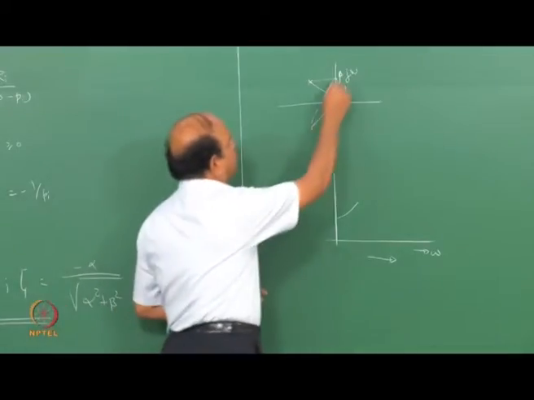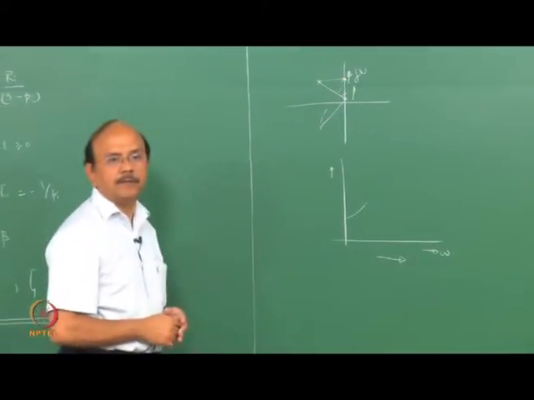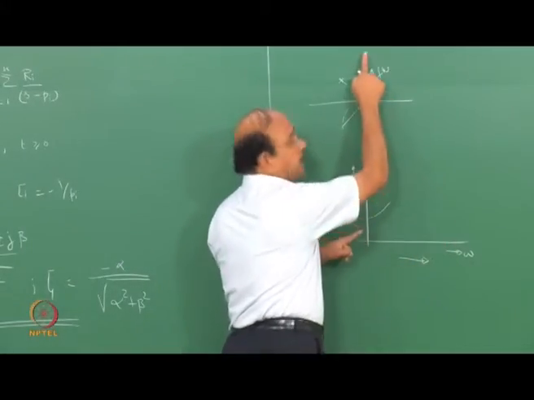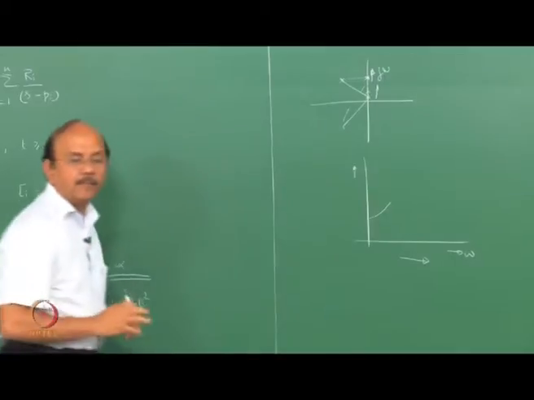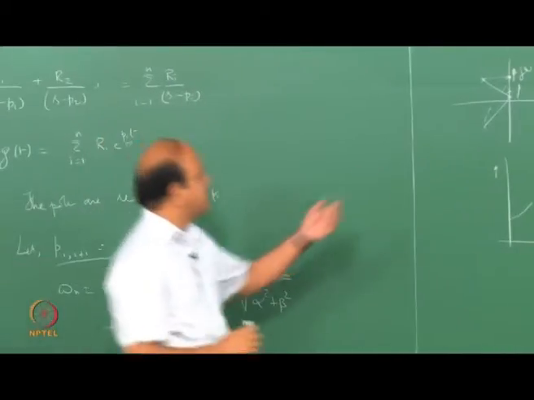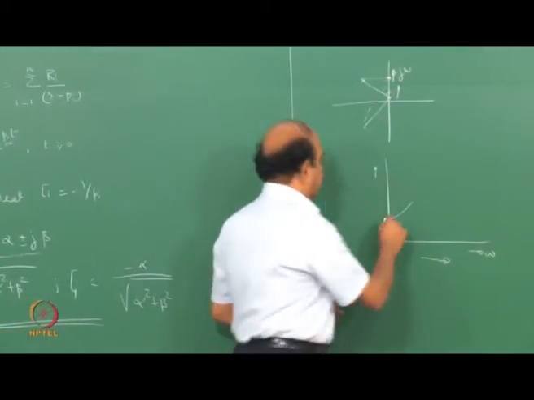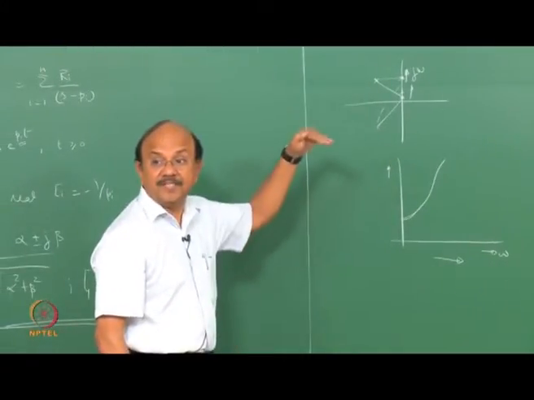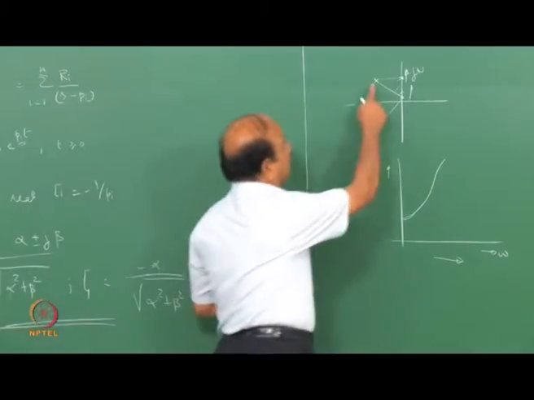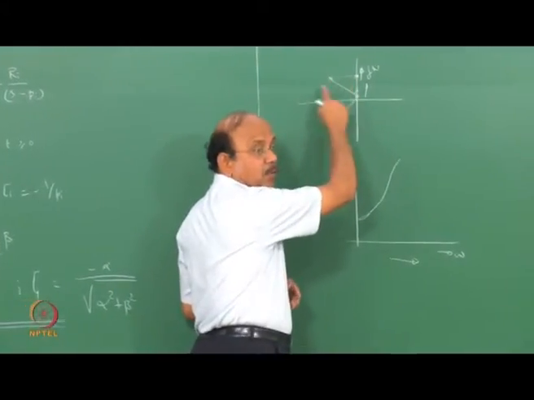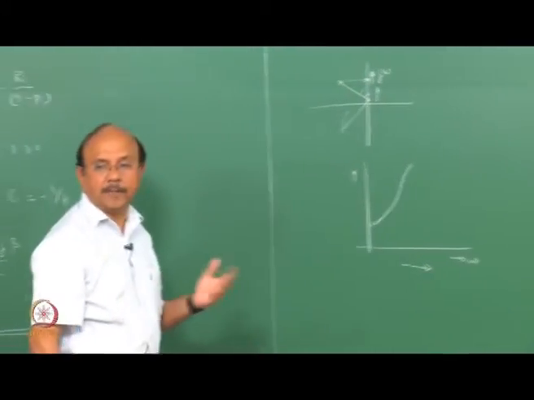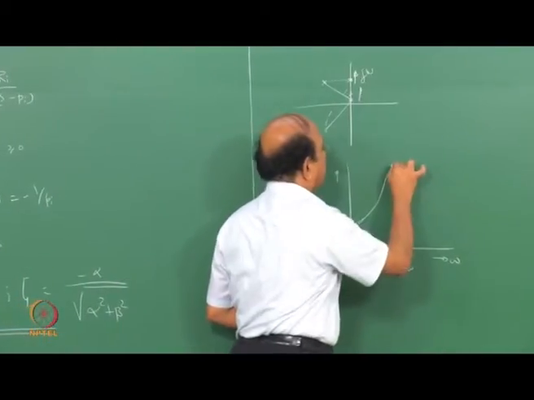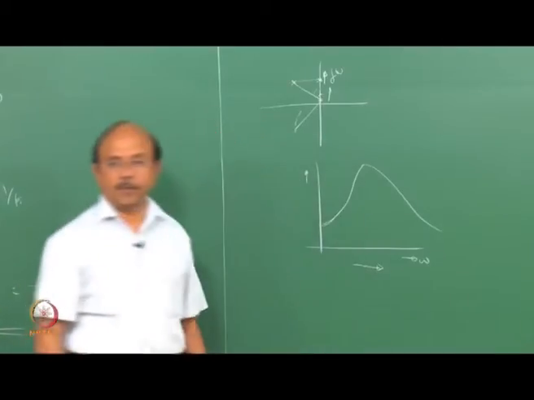So when I come to this point, because as I go along omega, I'm actually going above in the y-axis. So when the distance is least, I get the maximum response. In other words, that's the omega where you would get the maximum response. Then as I move away, the response starts dropping.